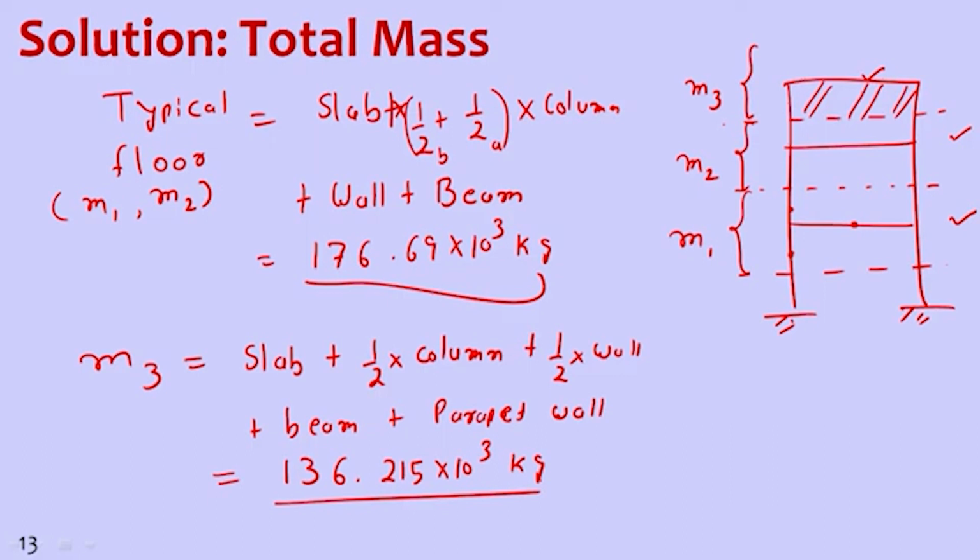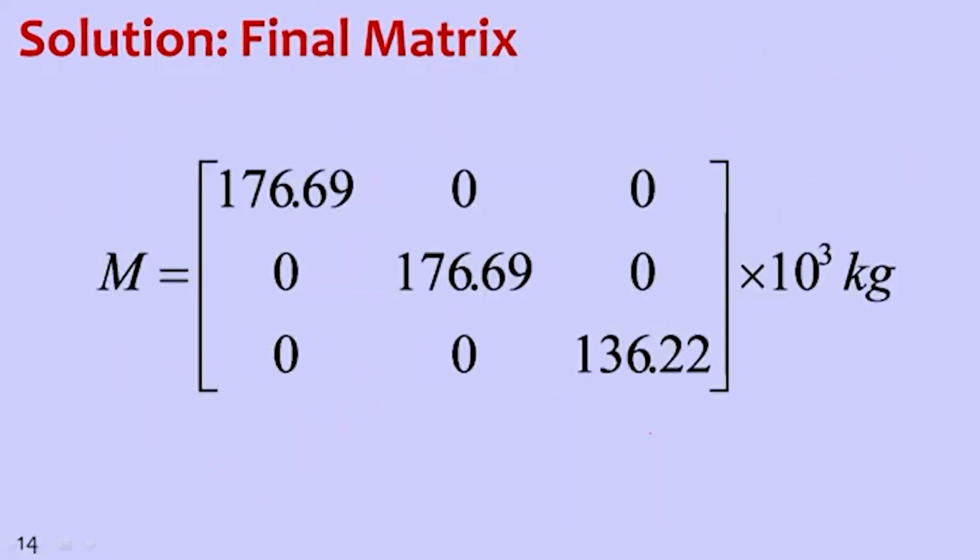So this is how we have calculated the mass of the first floor, second floor and the third floor, and when we put this into a matrix, it will look like M1, M2 and M3. So we are just taking out 10 raised to 3 outside, and all the units of this are in kg. First of all, we have calculated the mass of a slab.